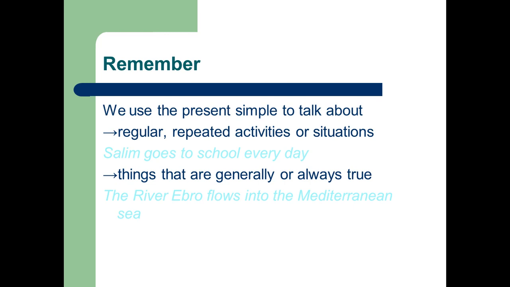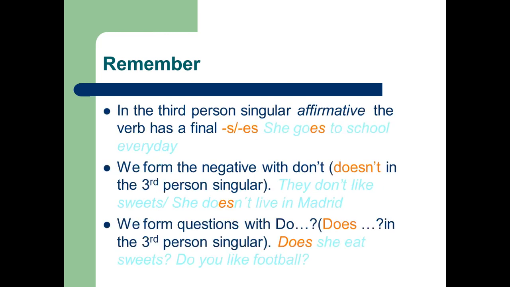Demak, faktlarni ifodalashda oddiy hozirgi zamon ishlatiladi. Quyosh chiqishi, Yerning oziq atrofida, Quyosh atrofida aylanishi, daryolarning dengizlarga quyilishi, bular faktlar. In the third person singular affirmative, the verb has a final s. Oddiy hozirgi zamonda 3-shaxs birlikda darak gaplarda fe'lga s qo'shimchasi qo'shiladi.